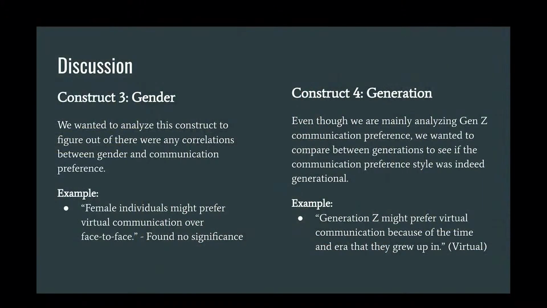Now, jumping into our next 2 constructs, we have gender. We wanted to see if there were any correlations between gender and communication preference. However, we did find that there was no real significance there. And for our 4th construct, even though we were specifically analyzing Generation Z for our research topic, we did want to see if generation had any indicating factor for preference in form of communication. We only had 2 responses that were outside of Generation Z, so we did have to reject them. And we did find that there was no true significance with that.